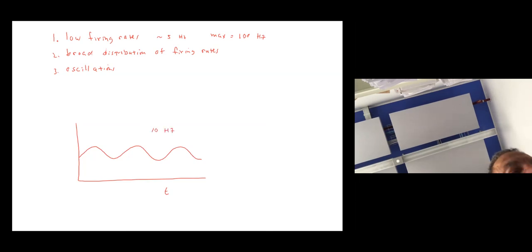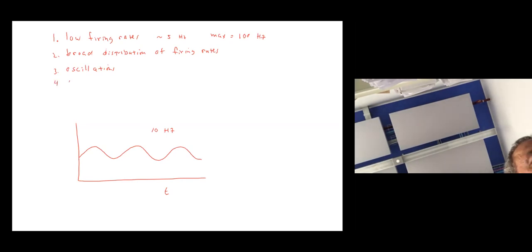So there are a couple of things we want to be able to derive and explain. If you stick an electrode in the brain, you see low firing rates, meaning on the order of, say, 5 hertz, even lower, compared to a max; neurons can fire about 100 hertz, not for very long, but they can easily fire that. You see a broad distribution of firing rates. You want to be able to explain that. You see oscillations. If you plot the population firing rate versus time, you often see oscillations on the order of 10 hertz plus or minus. It can be much higher, 40 or 50 hertz, but oscillations are really common.